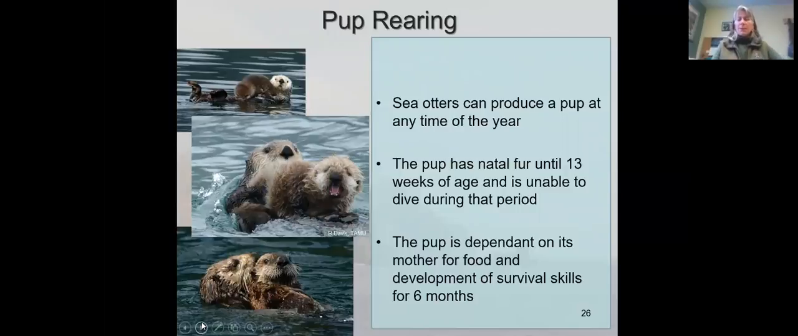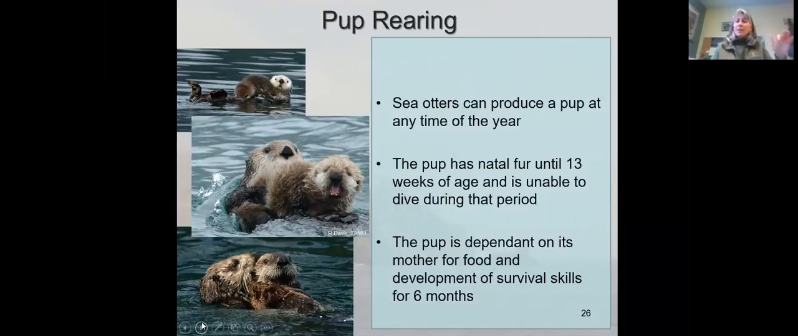So sea otters can produce a pup any time of the year. It has its natal fur up to 13 weeks of age. And you can see on the middle picture there, that's that natal fur. This pup can't dive yet. And then the very bottom image there is showing a pup that's old enough that it's replaced its pup pelage. It's got its adult fur, and it's now starting to dive with its mom.